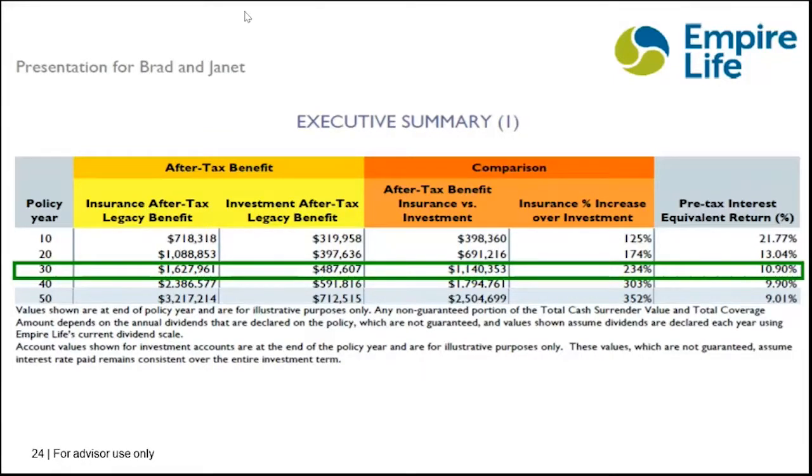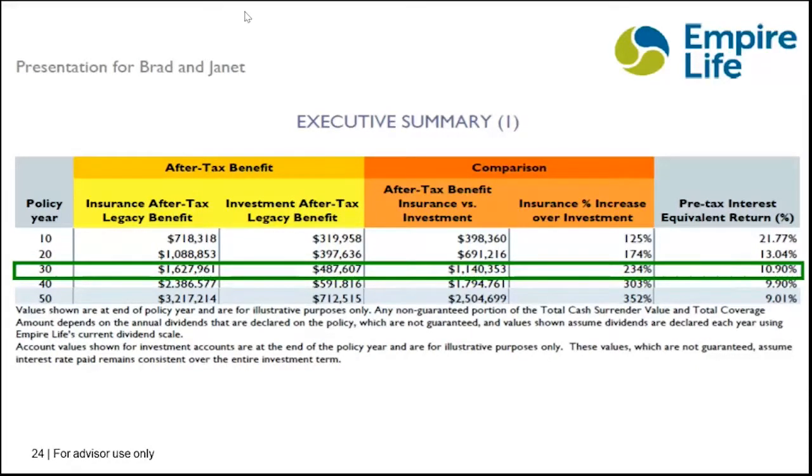This concept illustration also provides a pre-tax equivalent rate of return calculation for each potential year of death, indicating the rate of return that would be needed to be earned inside the corporation to match the benefits of the corporate legacy builder solution. At the 30-year mark, this is almost 11%.